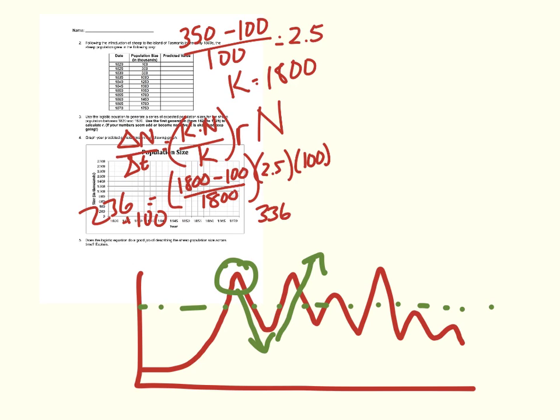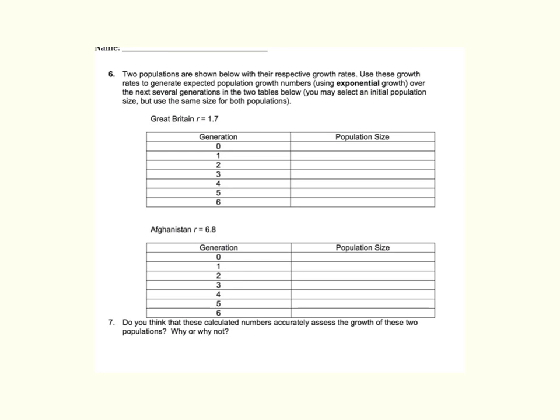And then for number 5, it says, does the logistic growth equation do a good job of describing the sheep population? And it really doesn't, because the high growth rate that you calculated of 2.5 is not realistic for that particular sheep population. So they keep overshooting their carrying capacity.